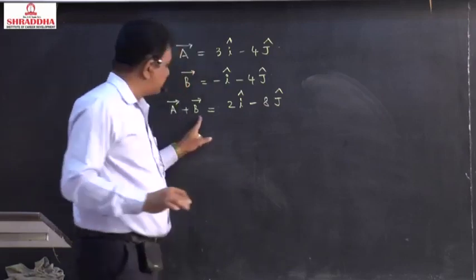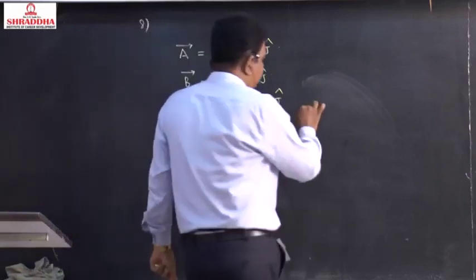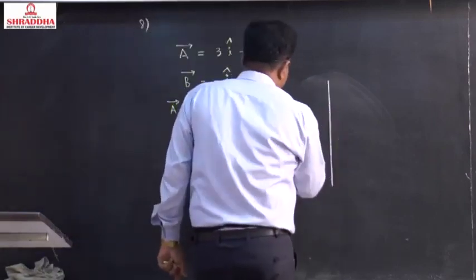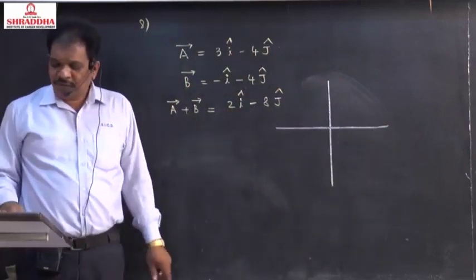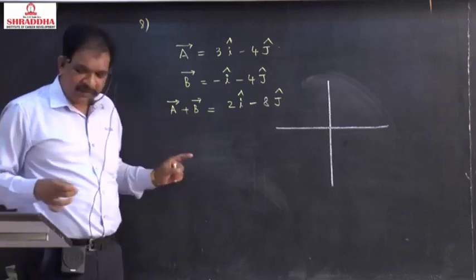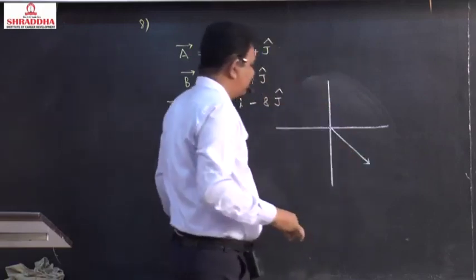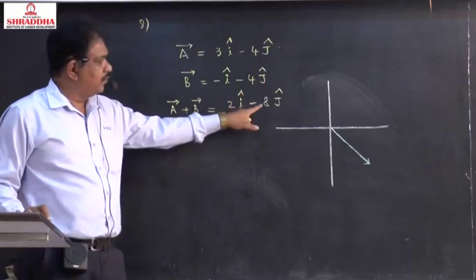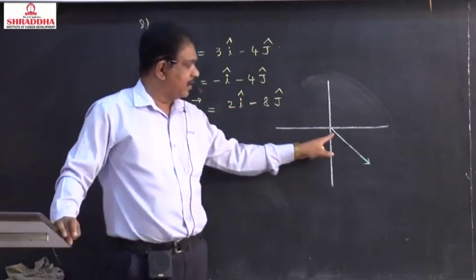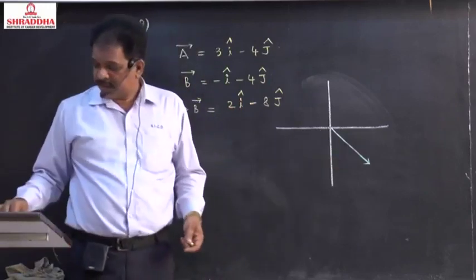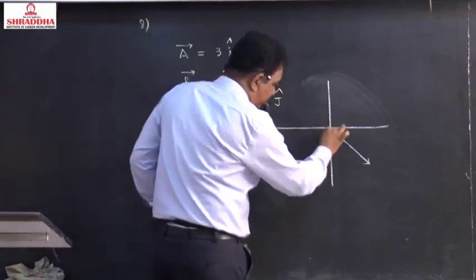So first of all, I am representing this vector in the coordinate system. So this is the y-axis, this is the x-axis of the coordinate system. If we represent this vector, it will come like this, because x is positive, y component is negative. If we represent this vector, it will come like this. This will be the y component.